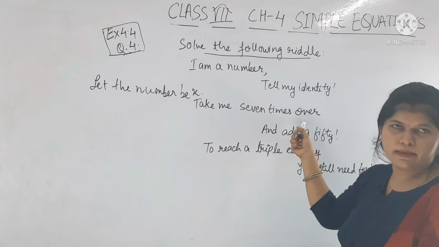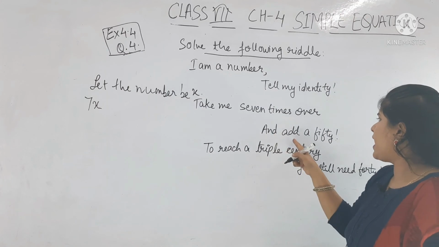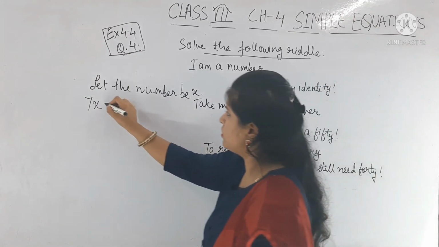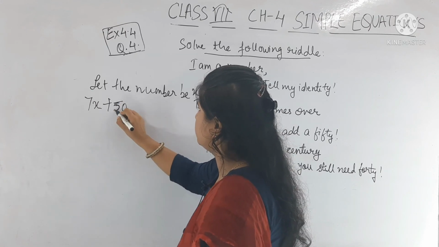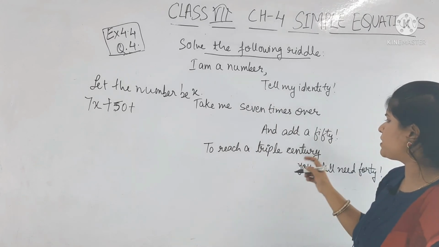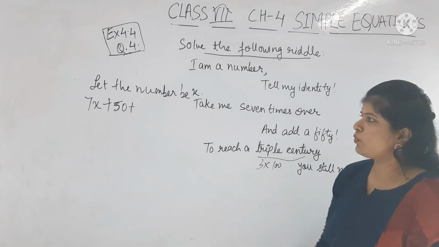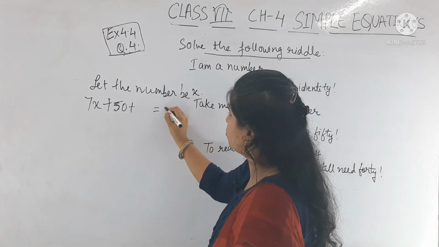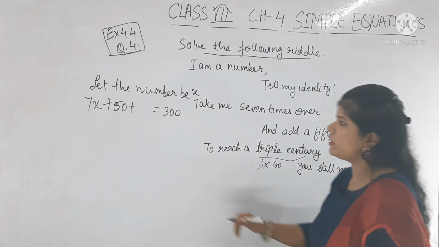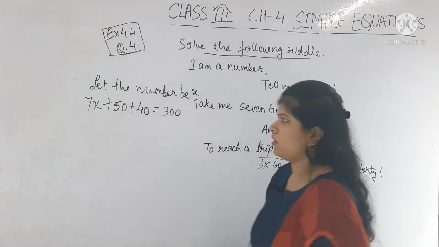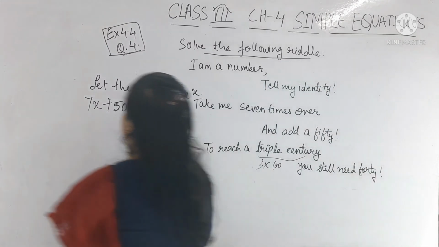Take me 7 times and add 50. To reach a triple century, here triple century means 3 hundreds, equal to 300, you still need 40. You still need 40. So this is the equation from this riddle.